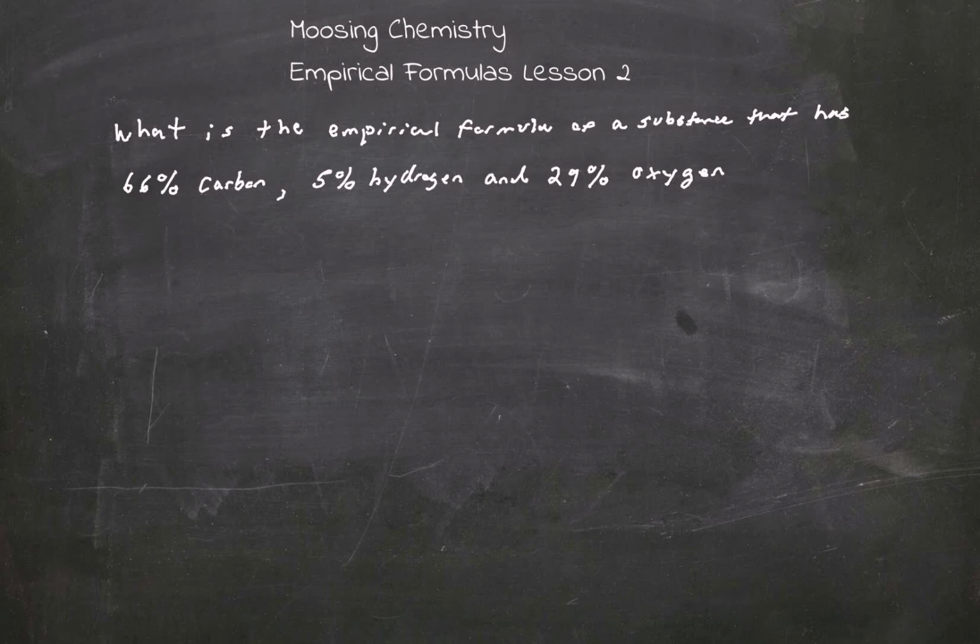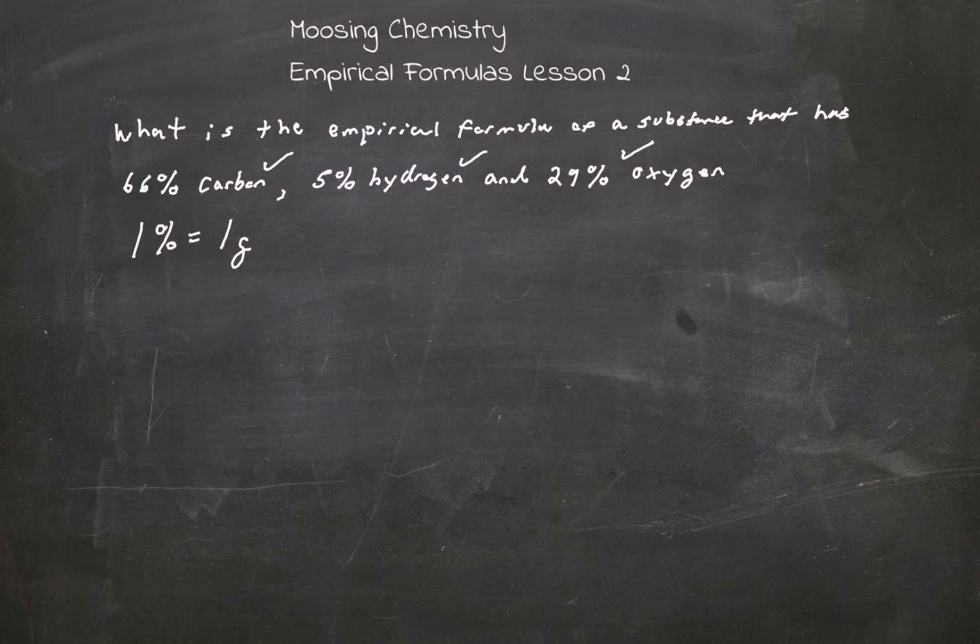One thing you need to remember, and that's very, very important, is that 1% is equal to 1 gram. It's also best to remember that it's important that you have 100% of the sample, which makes the calculations a whole lot easier. So here you have 66% carbon, 5% hydrogen, and 29% oxygen.